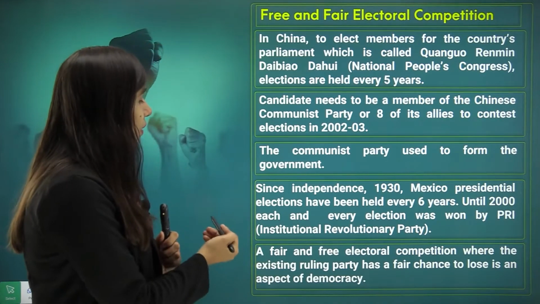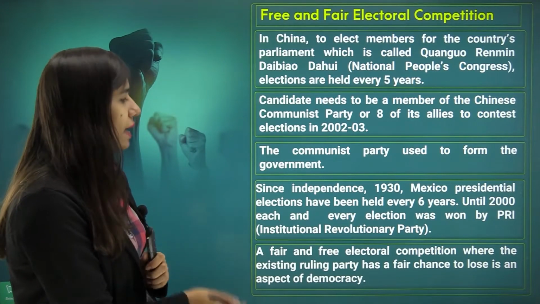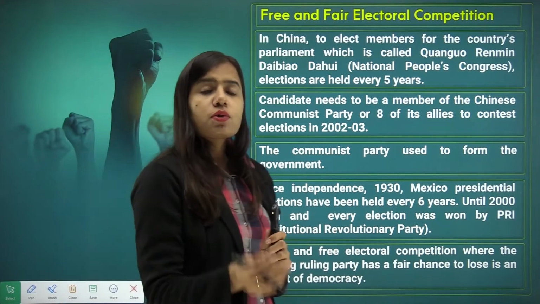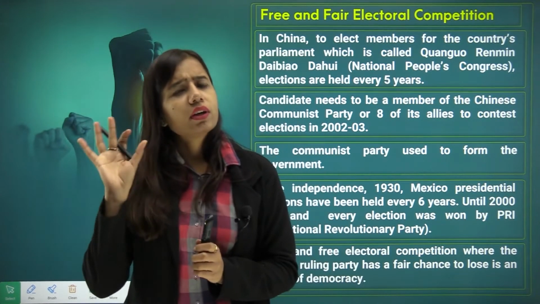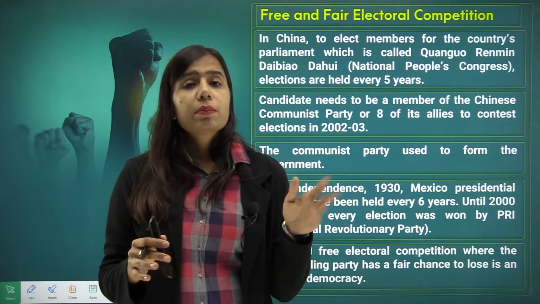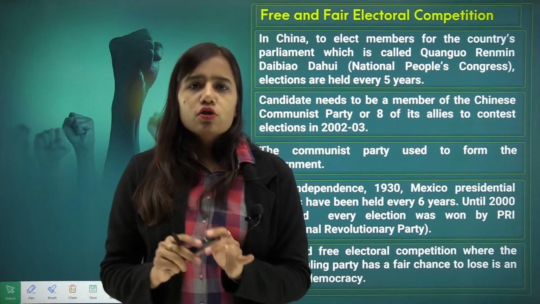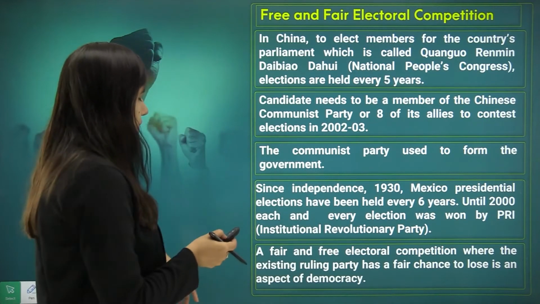A fair and free electoral competition where the existing ruling party has a fair chance to lose is an aspect of democracy, right? So we all need to have choices. It should not happen that only one party is given importance, or there is only one party and people do not have choices. So there has to be a free and fair electoral process. Okay, so this is another example of democracy.